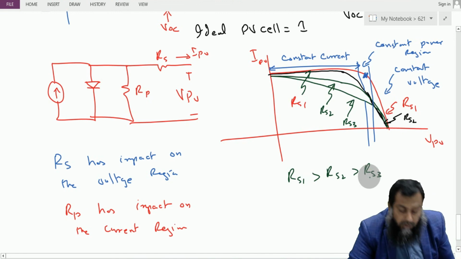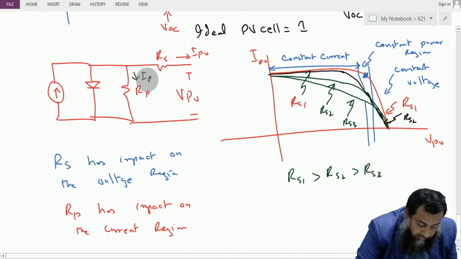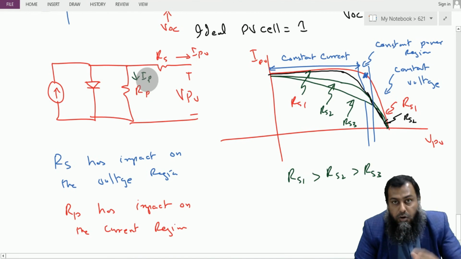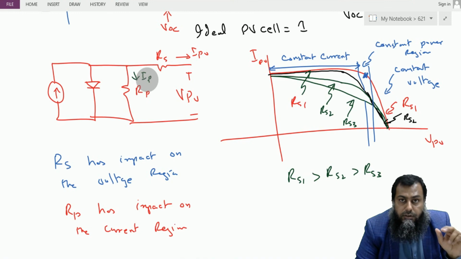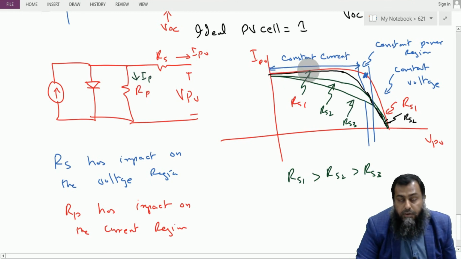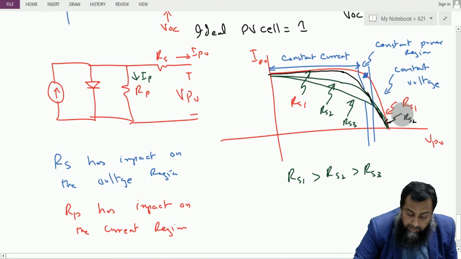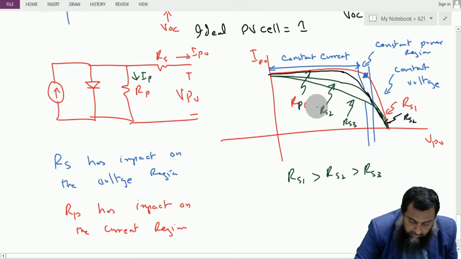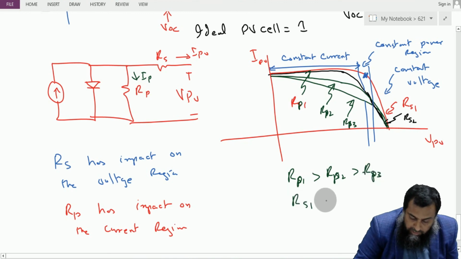Because the lower the amount of this RP, the more current is lost in the electron hole recombination near the p-n junction, which is actually a loss. So therefore, it changes the constant current behavior of a photovoltaic module. In here we have, sorry, this is RP1, RP2 and RP3. For this RP1 is less than this RP2, which is less than this RP3.